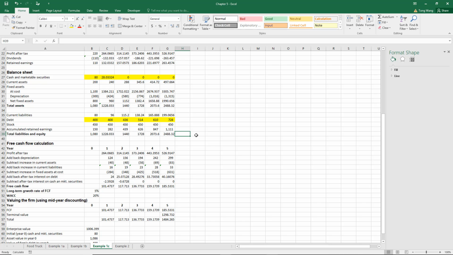Consistent with our intuition, because you're burning too much cash in your operation, you have to go out and issue debt, which means your debt level will keep going up.